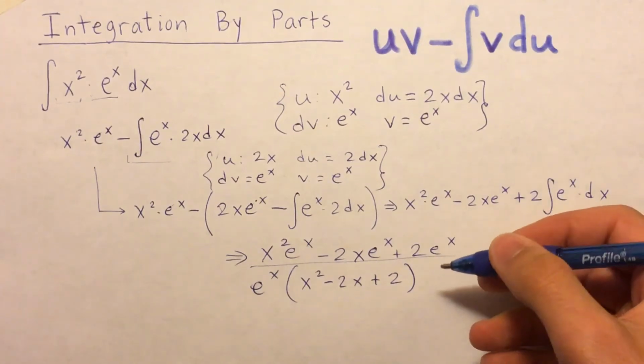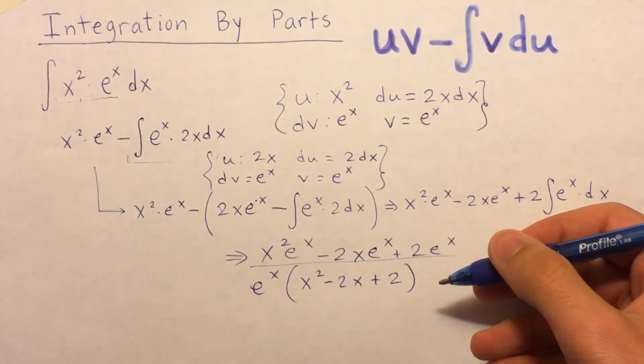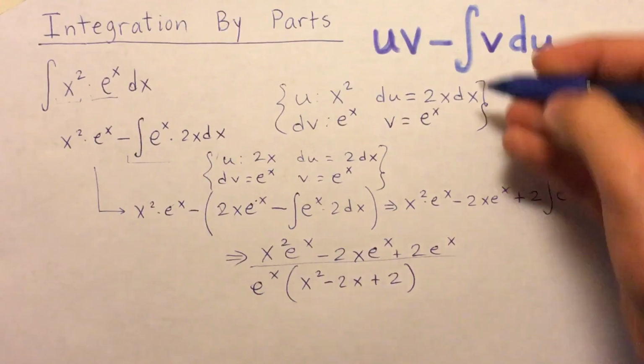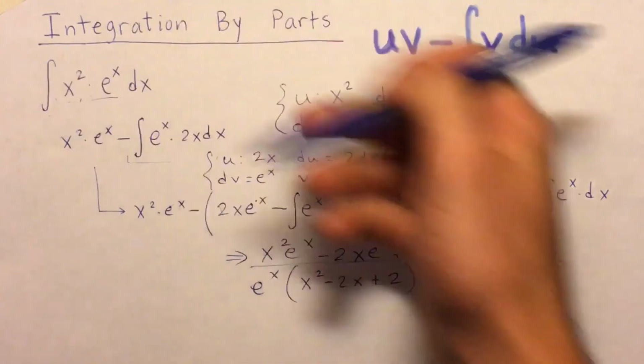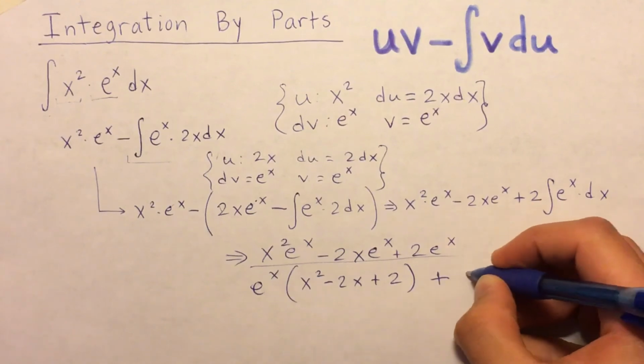And then, since it's an indefinite integral, we don't have any bounds here, we weren't given any bounds, then you're going to have to put a plus c at the end.